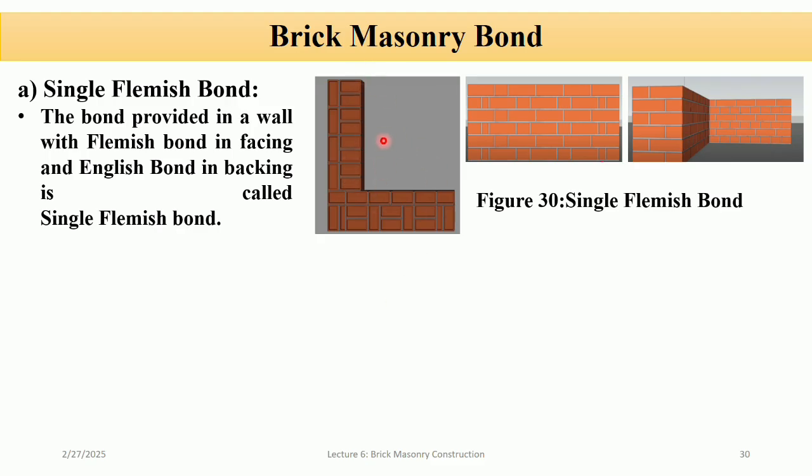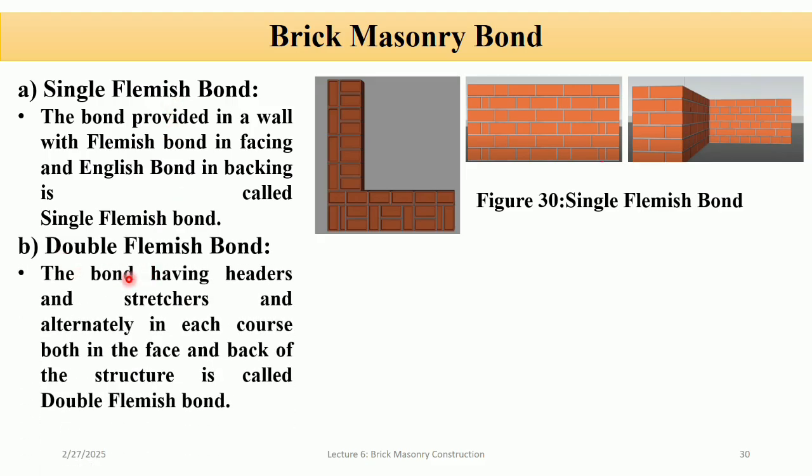This is a plan view, and you can see this is a Flemish bond, and here you can see this is an English bond. So one side is Flemish bond and the other side is an English bond, and you can see in this picture this is the Flemish bond and this is the English bond. So this type of bond is known as single Flemish bond.